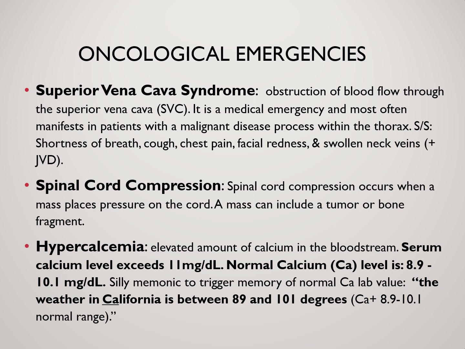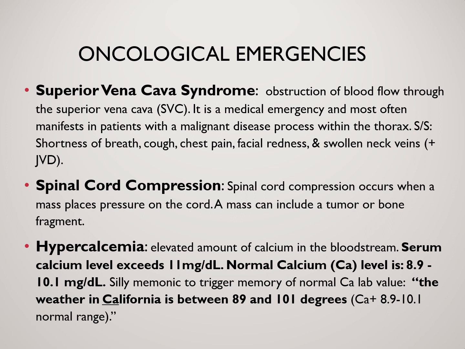Another complication that could occur is hypercalcemia. This is a serum calcium level that exceeds 11 milligrams per deciliter. Hypercalcemia can result from the release of calcium into the blood from bone breakdown when cancer metastasizes into the bone. It starts to break down and releases the calcium from the bone into the bloodstream. So you have a high level of calcium in the blood with metastasis.